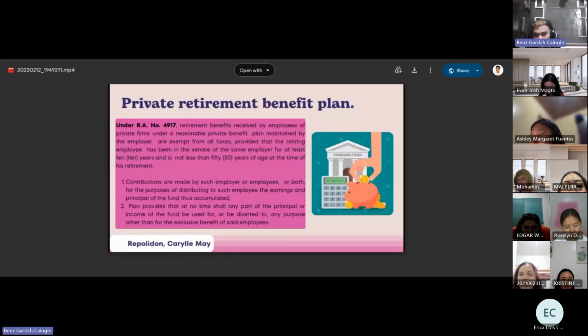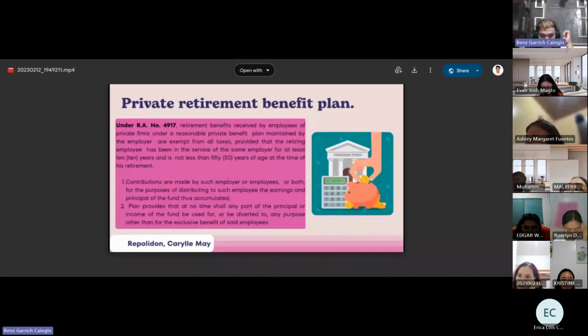The law further provides that the term reasonable private benefit plan means, first, a pension, gratuity, stock bonus, or profit sharing plan maintained by an employer for the benefit of some or all of his employees, wherein contributions are made by such employer or employees for the purpose of distributing to such employees the earnings and principal of the fund thus accumulated. And second, wherein said plan provides that at no time shall any part of the principal or income of the fund be used for or be diverted to any purpose other than for the exclusive benefit of said employees.